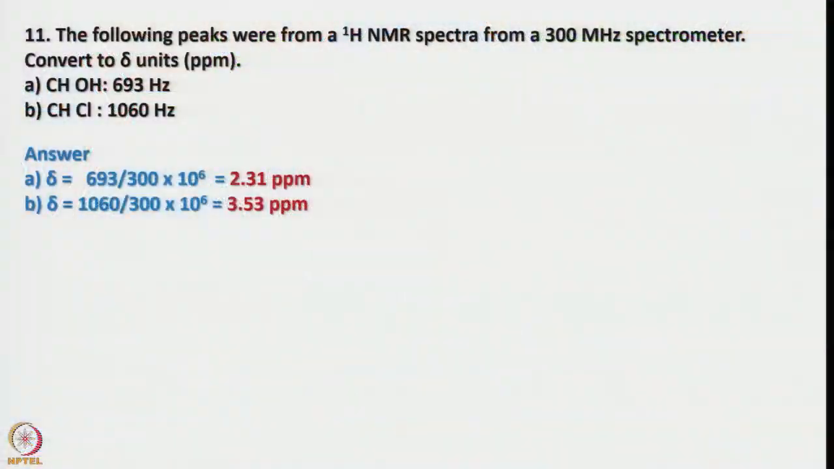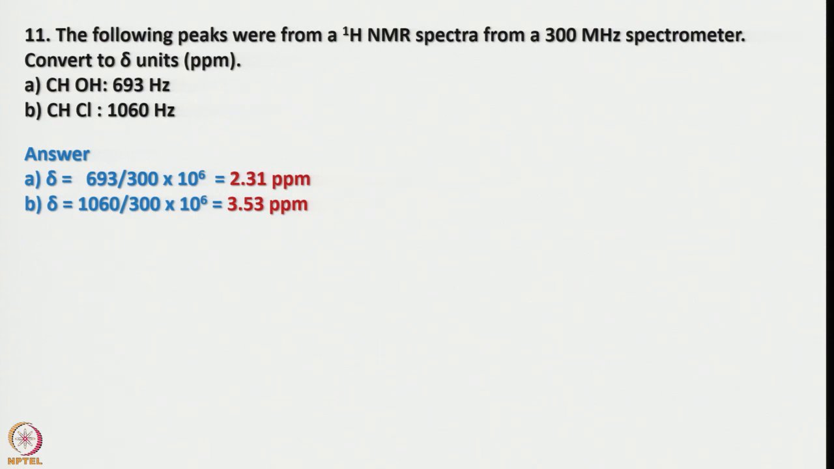Let's look into one problem here. The following peaks were from a 1H NMR spectrum from a 300 megahertz spectrometer. Convert to PPM unit, delta unit. For example, one is 693 hertz, another one is 1060 hertz. Again, we know the instrument frequency, and simply divide the chemical shift in hertz by the spectrometer frequency and you get it in PPM.